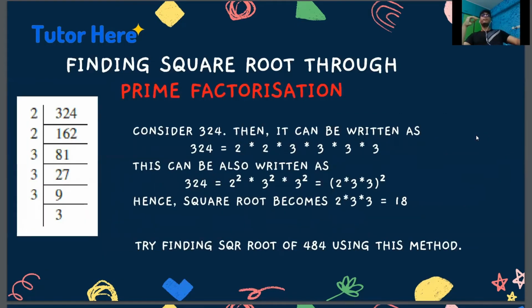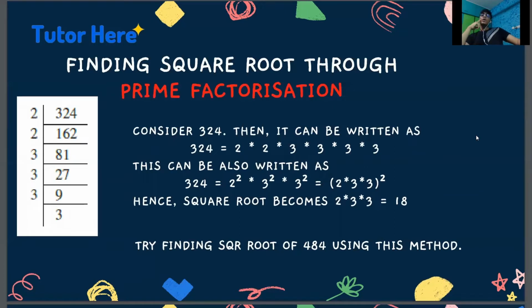Second method is prime factorization. Consider 324. Then it can be written as 324 is equal to 2 into 2 into 3 into 3 into 3 into 3, as the factorization method is shown on the left side. 324 divided by 2 is 162, divided by 2 is 81, which can no longer be divisible by 2, hence divided by 3 is 27, then 9, and then finally 3.